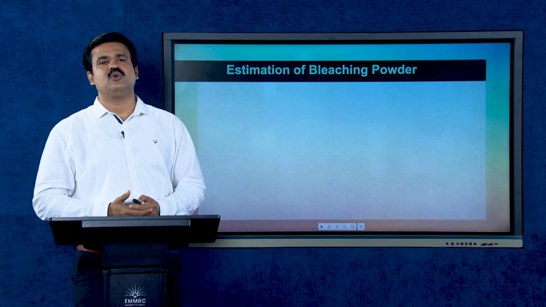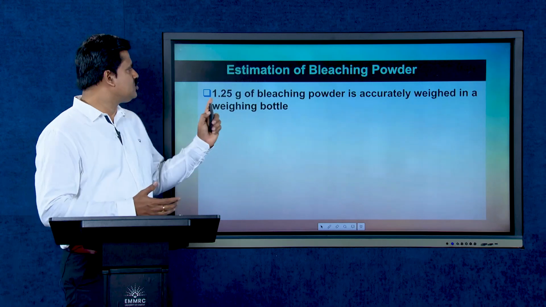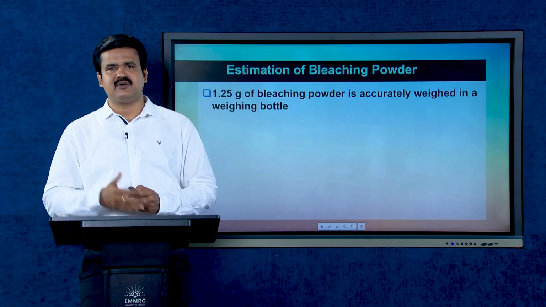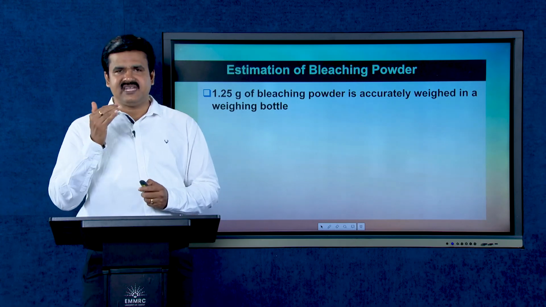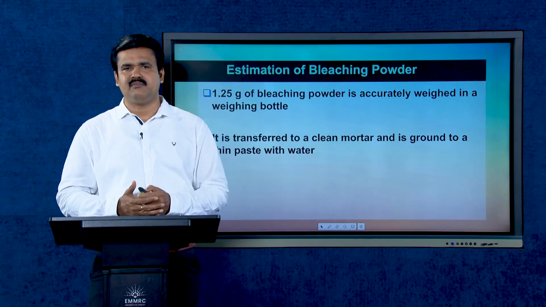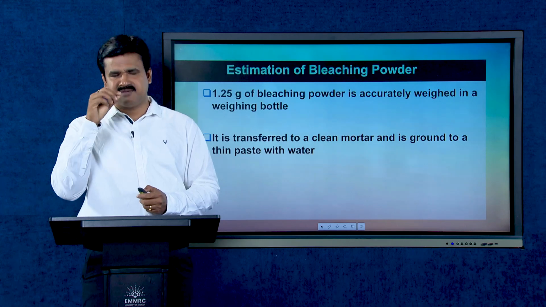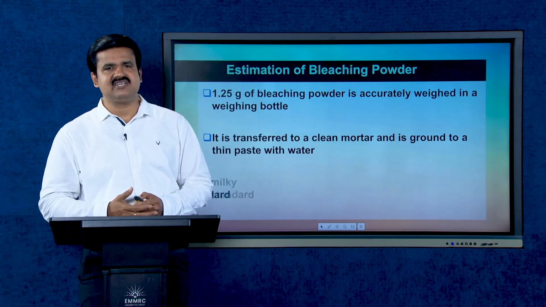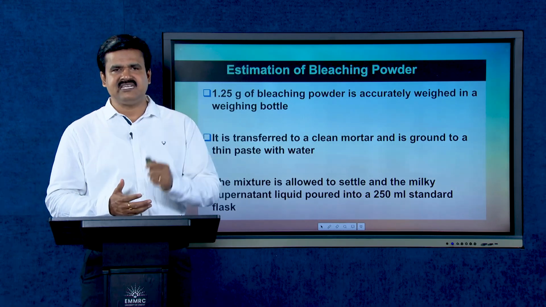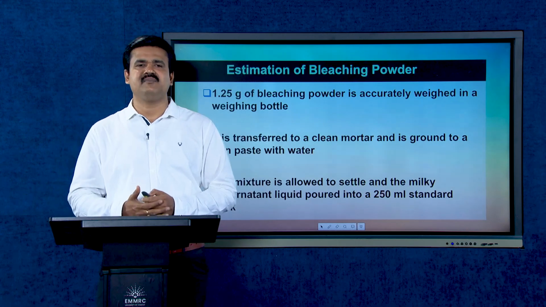With this sodium thiosulfate solution, we are entering into the estimation part. Now, estimation of bleaching powder, the last part of the experiment. 1.25 gram of bleaching powder, an optimized quantity, is accurately weighed in a weighing bottle. It is transferred to a clean mortar and ground with water to a thin paste. The mixture is allowed to settle and the milky suspended liquid is poured into a 250 ml standard flask.